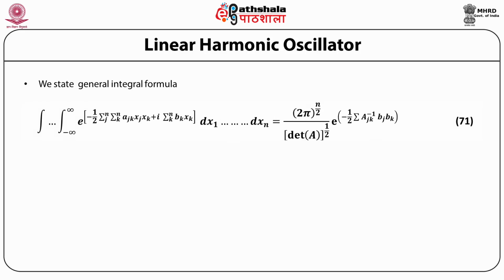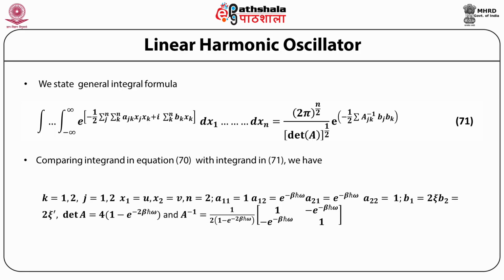Integral from minus infinity to infinity, carried n times, of e raised to the power minus half summation over j from 1 to n, summation over k from 1 to n of a_jk x_j x_k, plus iota summation k equals 1 to n of b_k x_k, is equal to (2 pi) raised to the power n by 2 divided by determinant of A raised to the power half, times e raised to the power minus half summation of a_jk inverse b_j b_k.